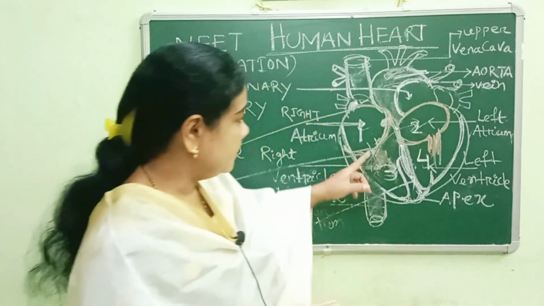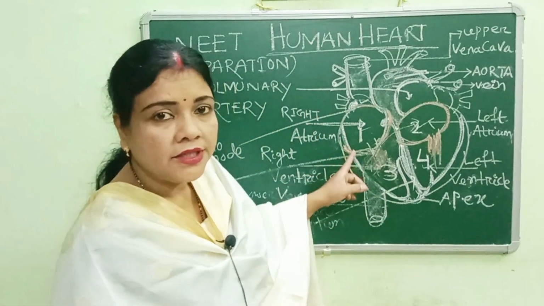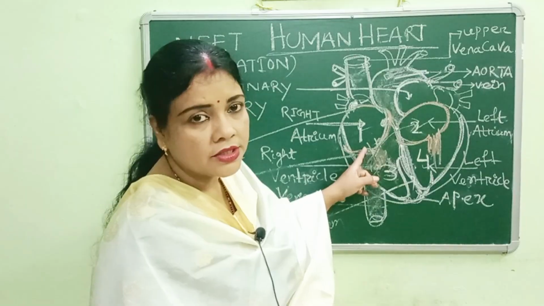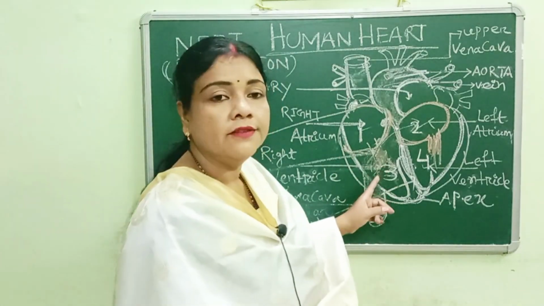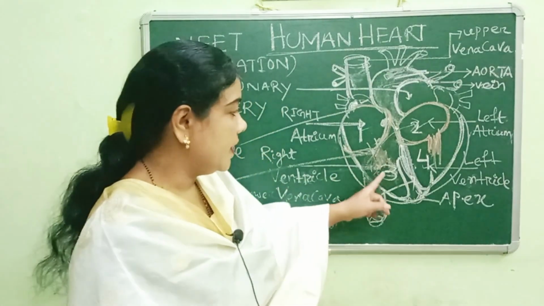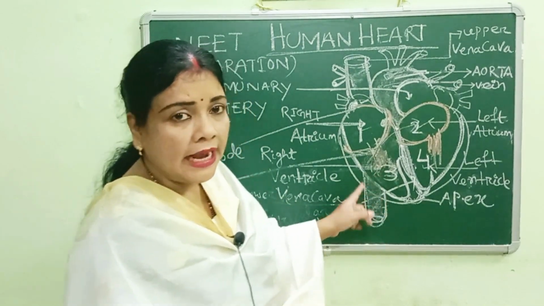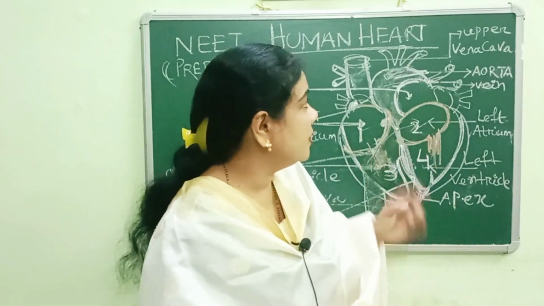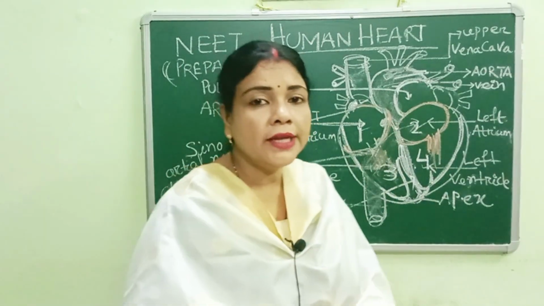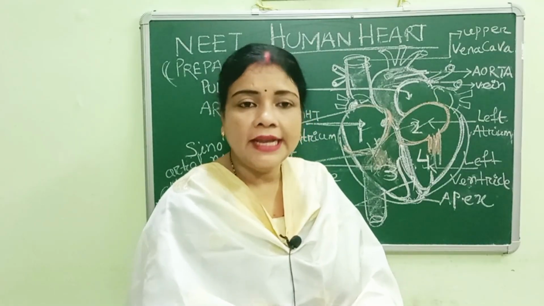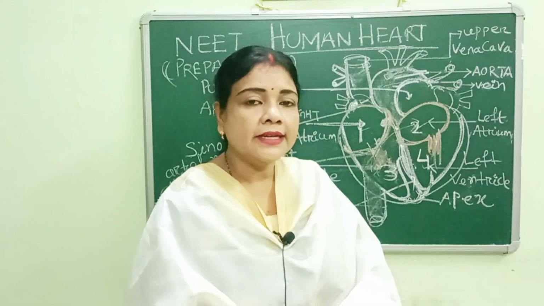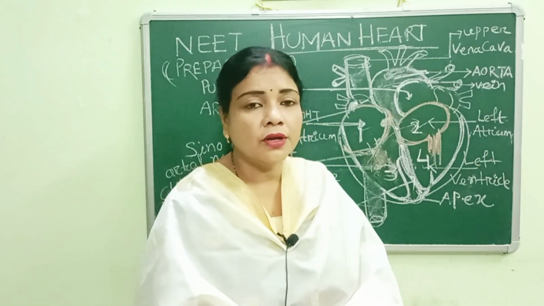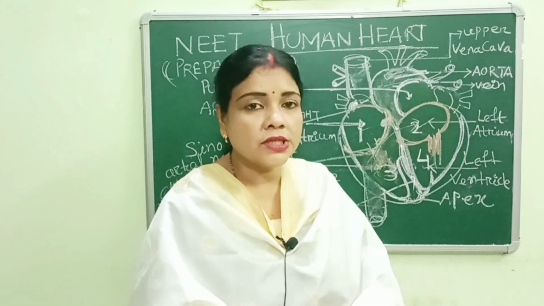Then after collection, the deoxygenated or poor oxygen content blood goes to the right ventricle. This is the right ventricle. The right ventricle is connected to the lungs through this pulmonary artery. This pulmonary artery, what happens? It collects the oxygenated blood from the lungs.